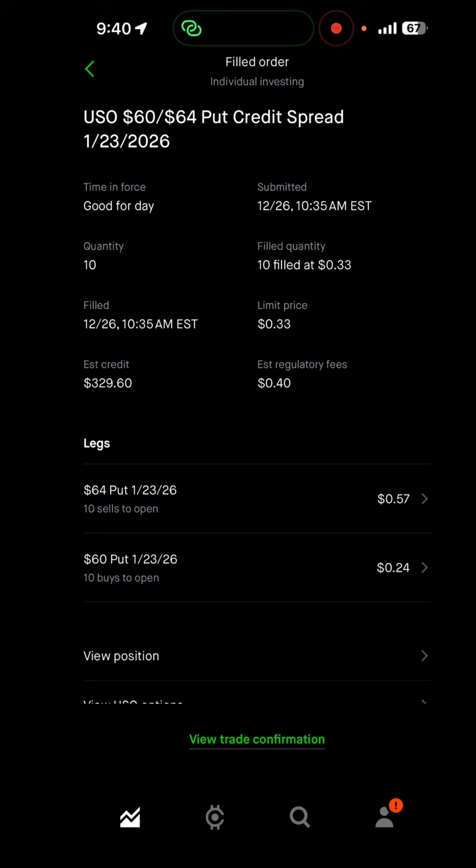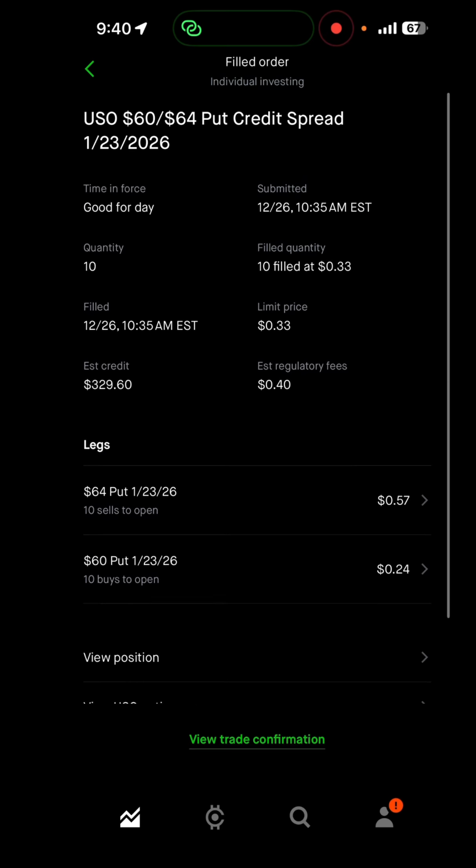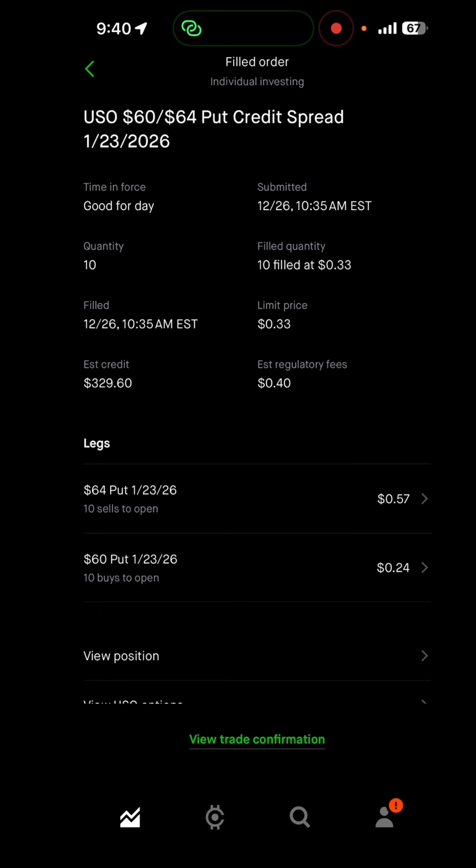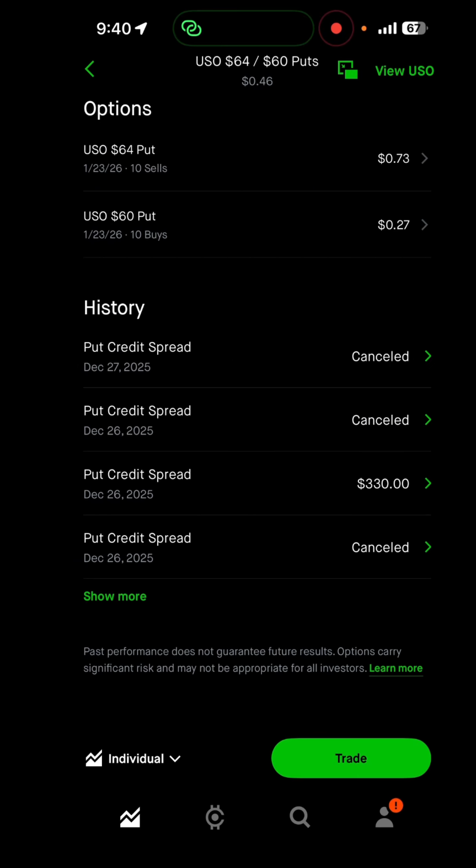So you can see the two legs. We sold the 64 put at the January 23rd expiration, which is our standard 28 days out, for 57 cents. And then we bought the 60 put as protection for 24 cents, which gives us a net credit of 33. So now we're at day one. We don't know what's going to happen. We don't know if we're going to win on the trade, potentially lose on the trade.